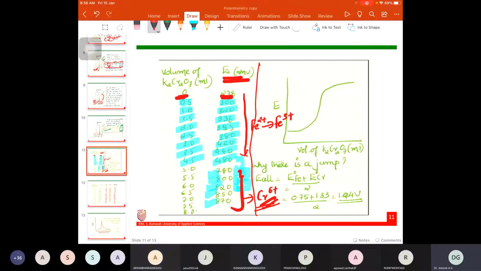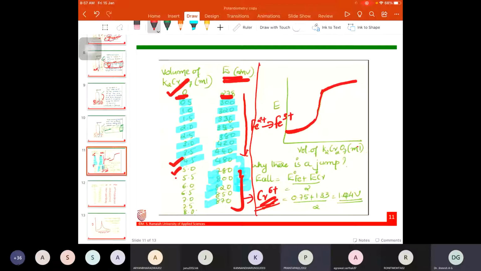Now, if I draw a graph, volume of potassium dichromate on the x-axis and potential on the y-axis, initially up to 4.5 ml, I will get a gradual increase in the potential. When we reach 5 ml, potential drastically increased. From 5 ml to 8 ml, it is gradually increasing. See the nature of the graph? Now the question: why at the end point is there a sudden jump in the potential?